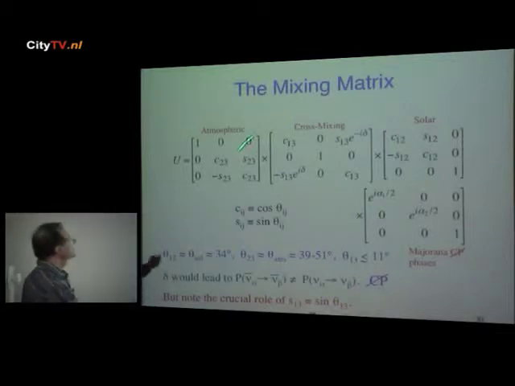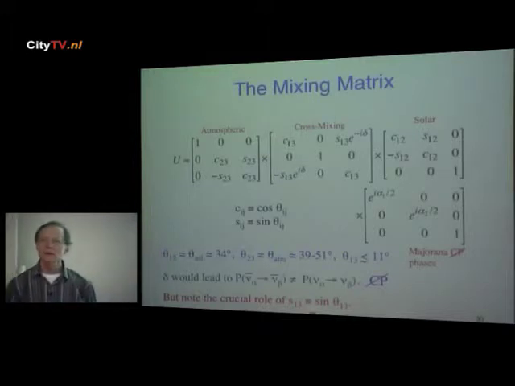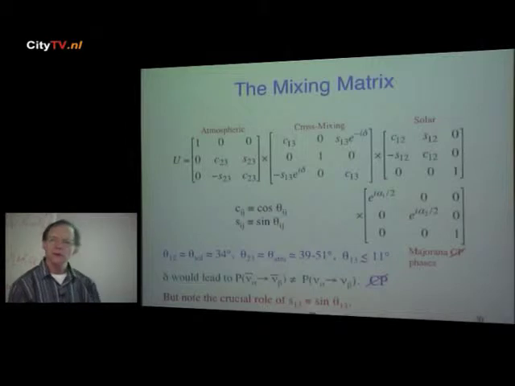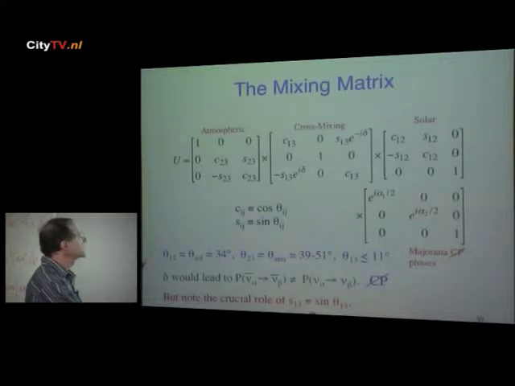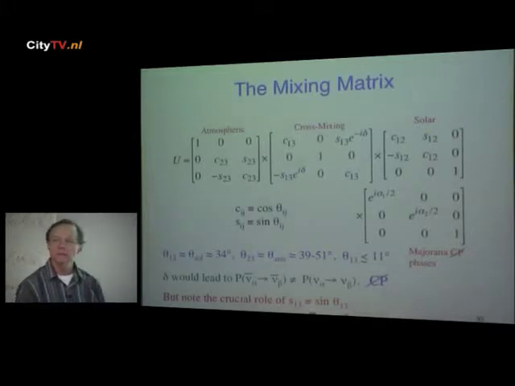Now, if you look at this, you may be wondering about the following question. What is so special about theta 1,3? Why is it that the CP violating phase occurs next to theta 1,3? Why doesn't it occur next to theta 1,2 or theta 2,3 or all of them? That's a good question. I'm glad you asked it.